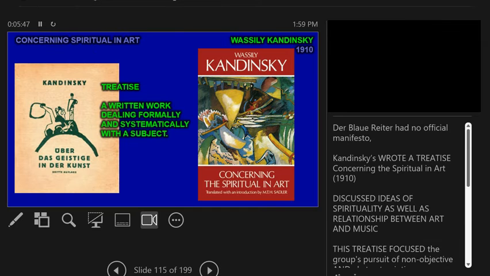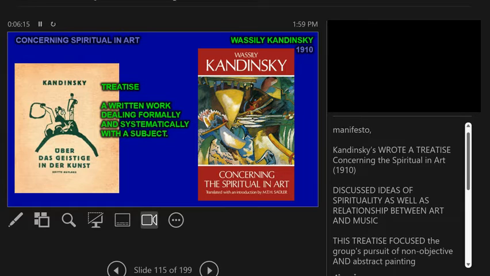Vasily Kandinsky actually wrote a book about color, wrote a book about art, and it spoke a lot about color theory. So the image on the left, that was the original cover of the book, and the image on the right is, if you go to Amazon and buy that book now, that's the current cover.